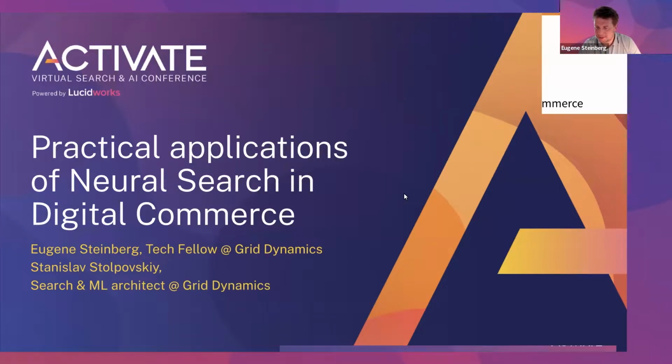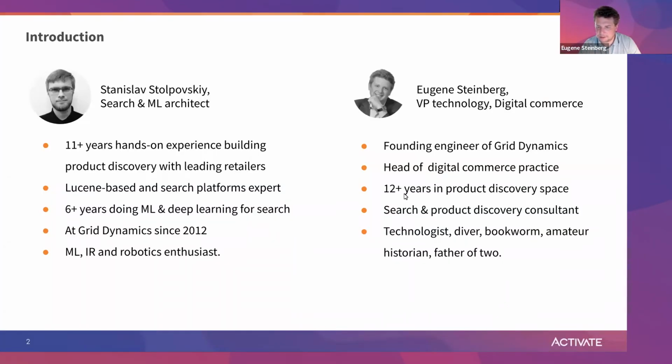My name is Eugene Steinberg. I'm VP Technology at Grid Dynamics, and I've been working in the digital commerce and search space for about 12 years. And with me, I have Stanislav Stolpovskiy. Hello, everyone. I've been working at Grid Dynamics for the last 11 years, working with search and machine learning. Happy to present to you today.